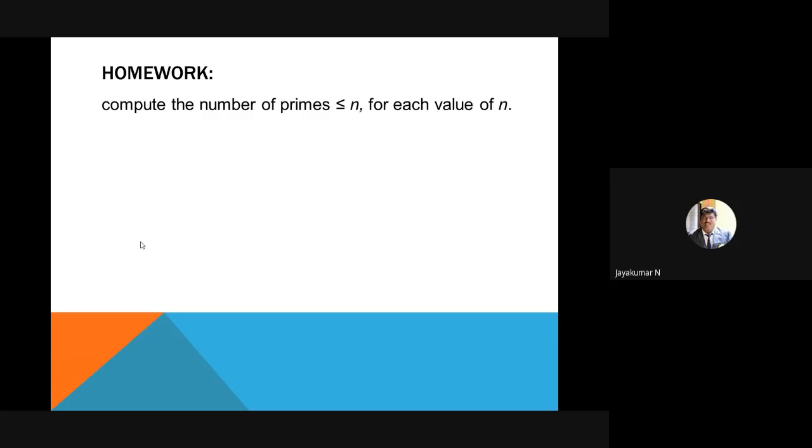Okay, homework. Compute the number of primes which are less than or equal to n. So first one 47, 61, 96 and 131 and so on.